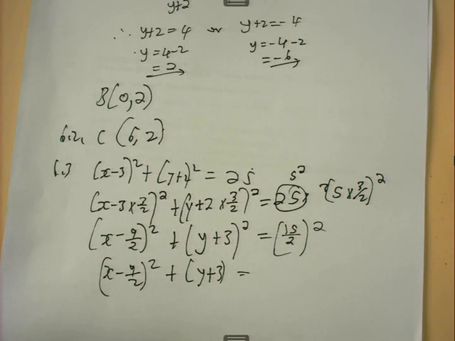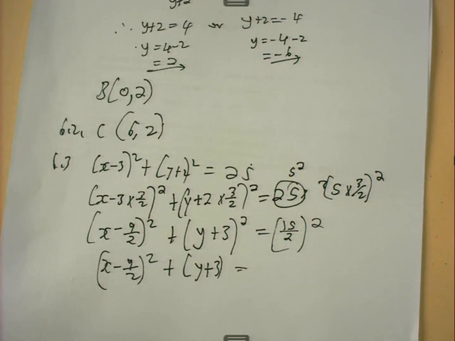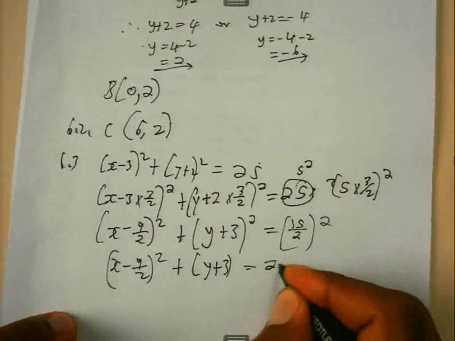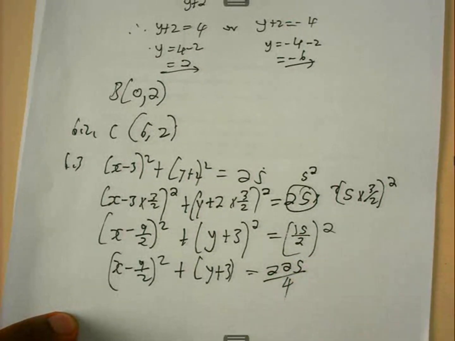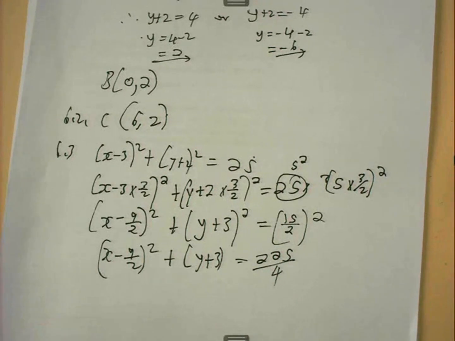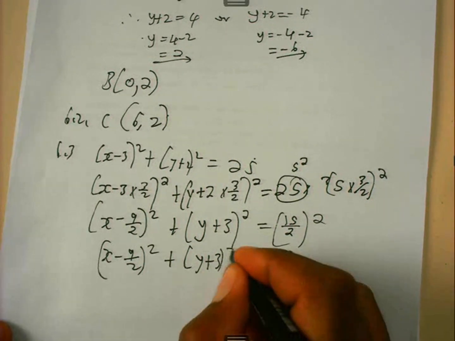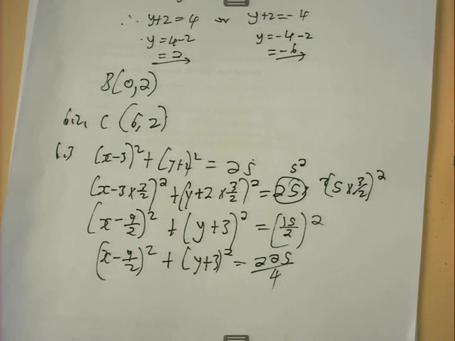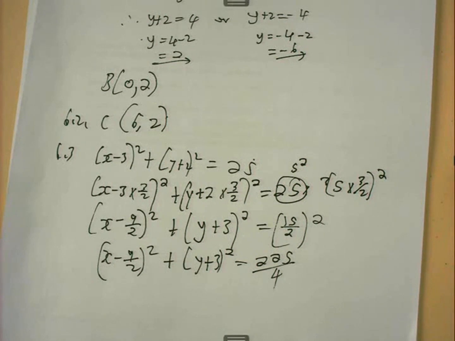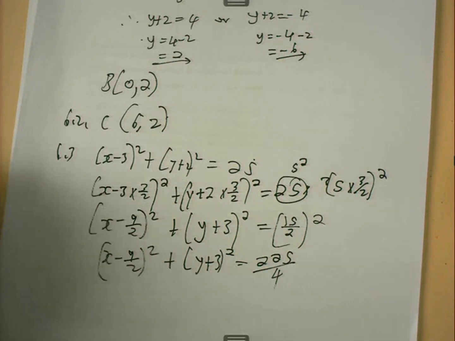What is 15 squared? Of course, 15 times 15, it is 225 divided by 4. Therefore, the equation of the new circle with the A prime is x minus 9 over 2 all squared plus y plus 3 all squared is equal to 225 divided by 4. Now, boys and girls, it is very important: the same applies if we have the vertical movement as well as the horizontal movement. It's very important that you just look at the center and you apply it on the center.